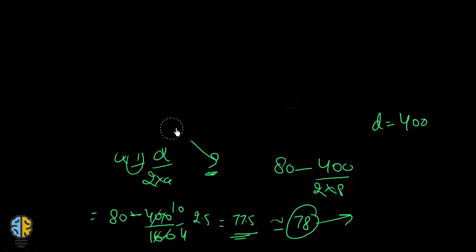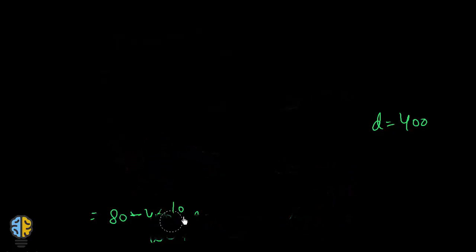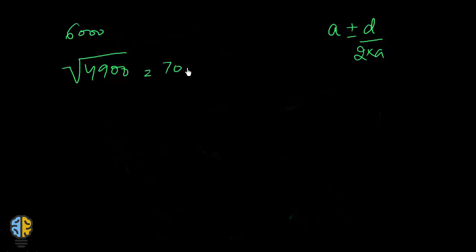Now let's try to understand this formula by a number that is lesser than 6,000. I'll write the formula here again. Let's say 4,900. We all know the square root of 4,900 is 70. So let's try with this. Now that 4,900 is lesser than 6,000, in the formula a plus minus d upon twice of a, we'll use the plus sign now.